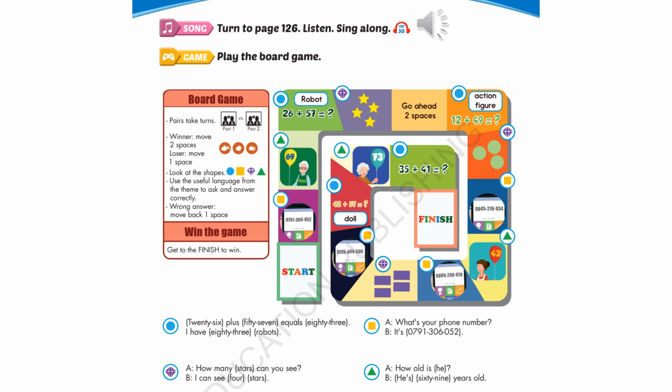How many shapes can you see? I can see 6 ovals. I can see 12 stars. 6 ovals plus 12 stars is 18. 18 shapes. I can see 18 shapes. 11, 12, 13, 14, 15, 16, 17, 18, 19, 20.